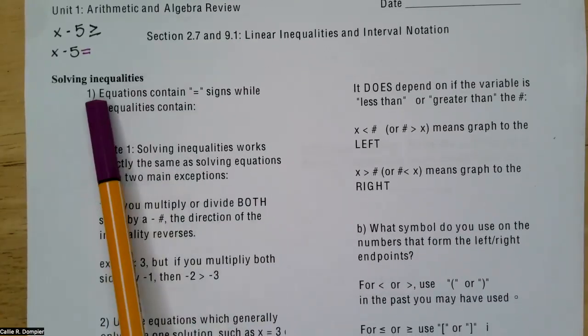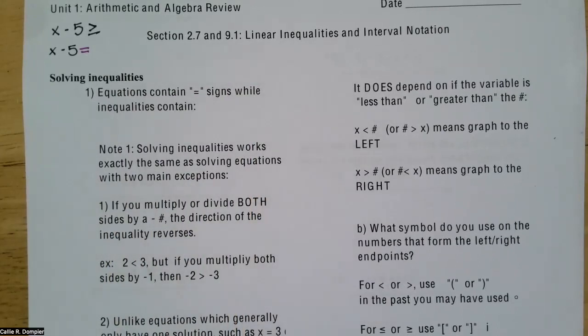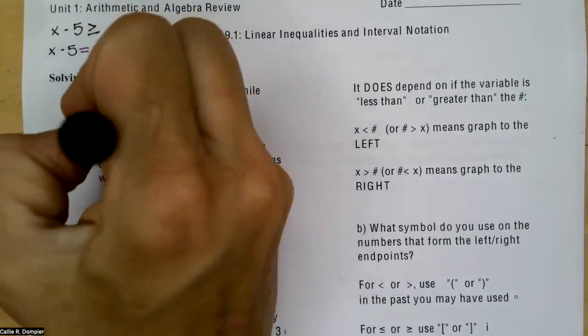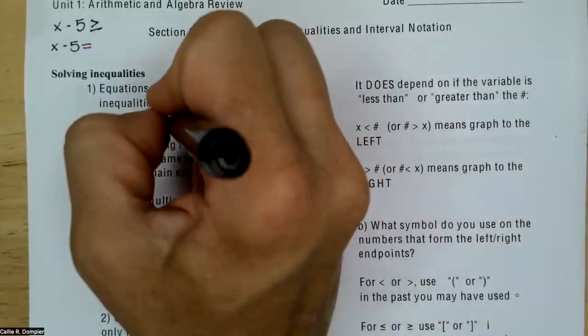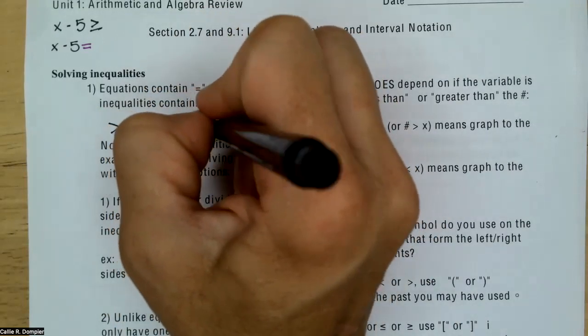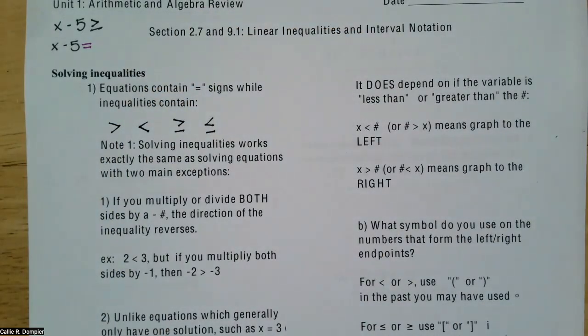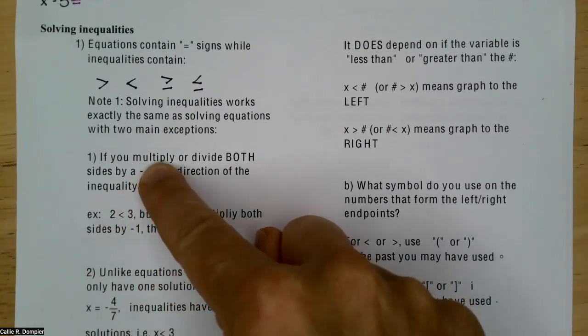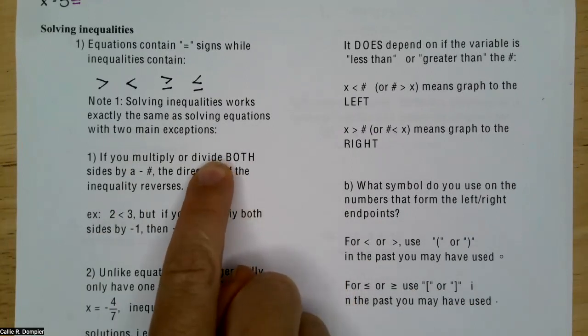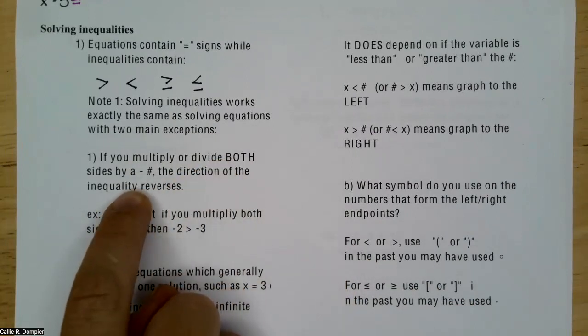Okay, so equations contain equal signs while inequalities contain one of 4 different types. We have the greater than symbol, the less than symbol, the greater than or equal to symbol, and the less than or equal to symbol. Those are your 4 options. Solving inequalities works exactly the same as solving equations, but there are 2 very important exceptions that you cannot ignore, and they are multiplication and division by a negative number.